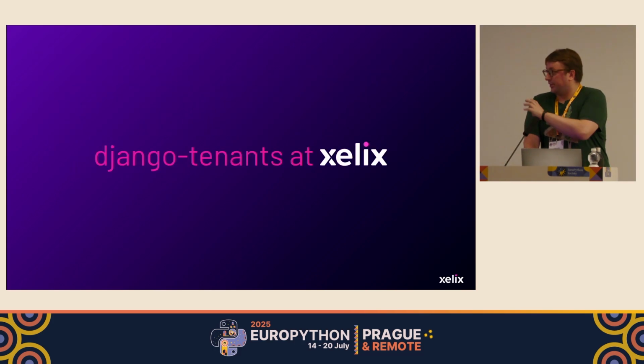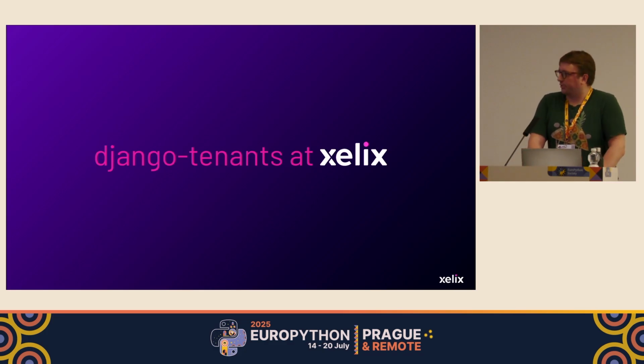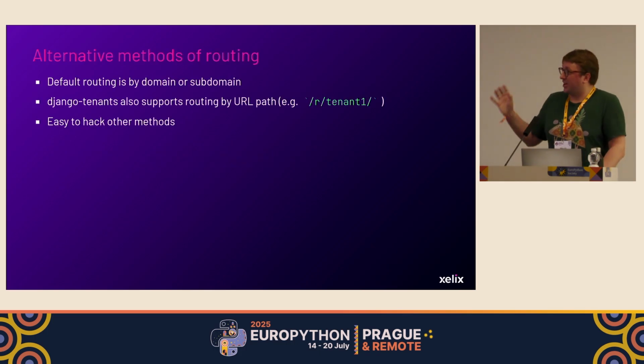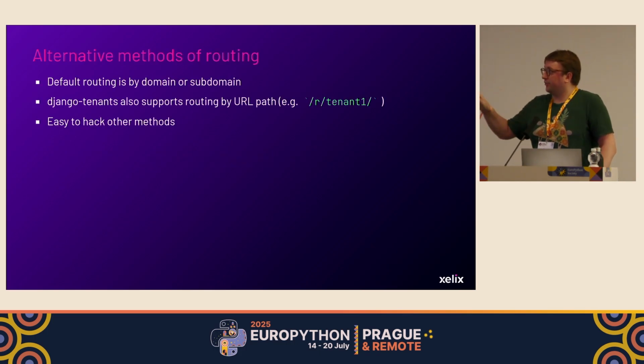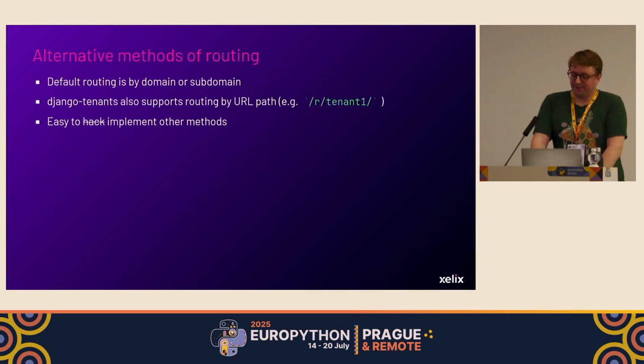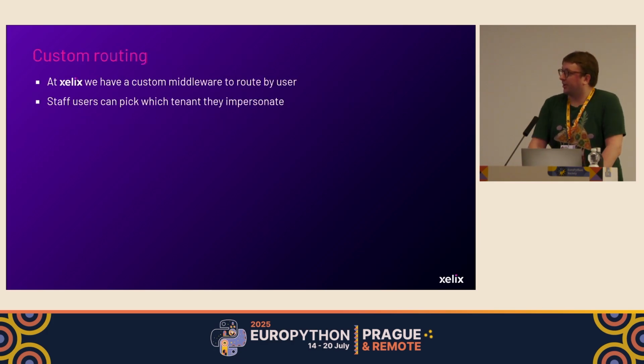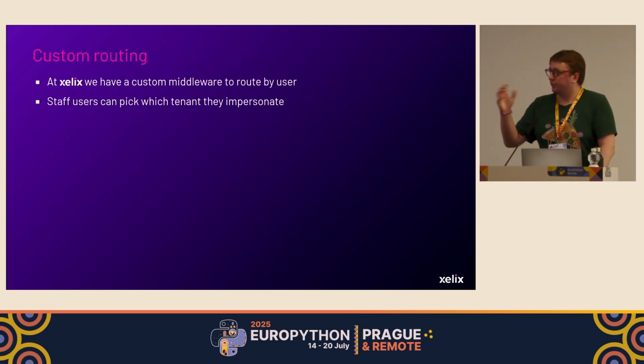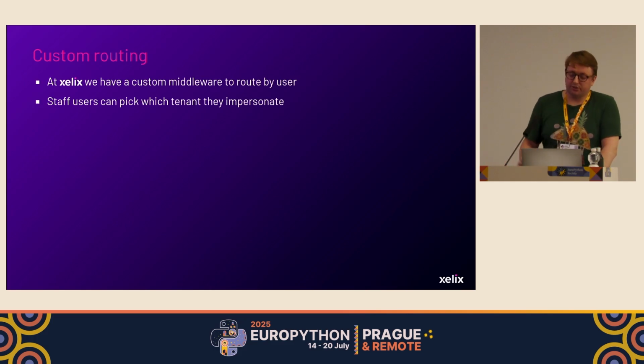So about how we use it at Zelix, we've been using it for about 5 years, so I think we've got quite a lot of experience with it at this moment. Django-tenants supports alternative methods of routing. The default routing is by domain or subdomain. It also supports by a URL path, so you've got a domain, something, and the schema name, or the tenant name. But it's easy to hack or implement other methods, and that's actually what we've done. We've got a custom routing. We don't use the main middleware, we use our own middleware, which sets the tenant based on the user.